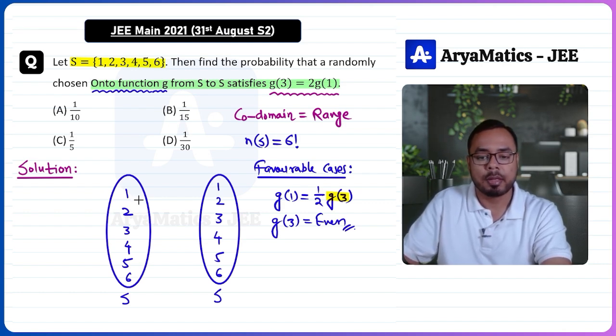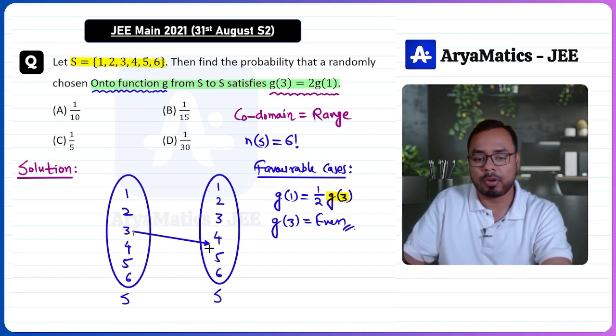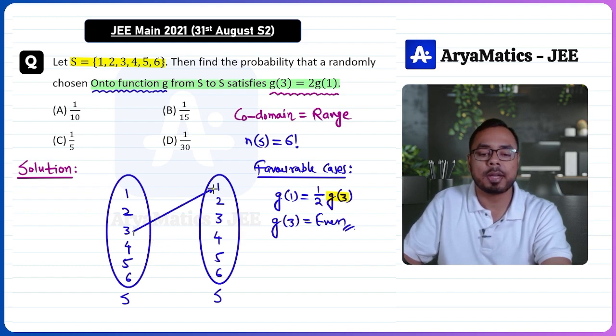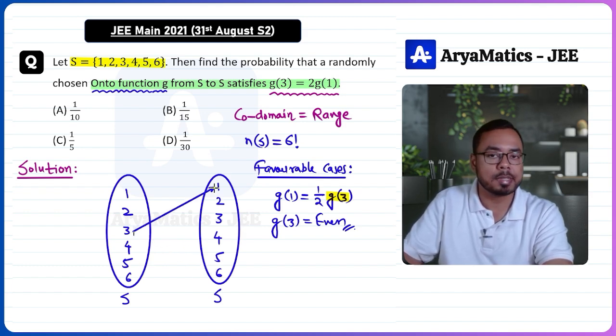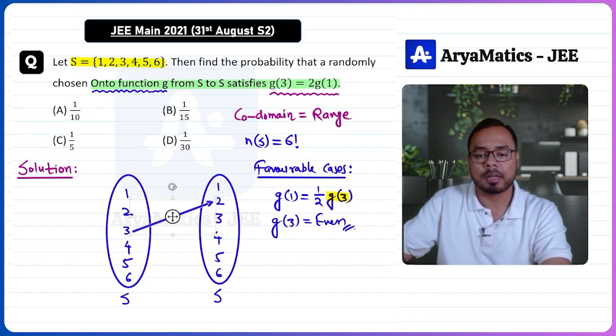So for example, if I calculate z of 3, you can take z of 3 either as 2 or 4 or 6. But you cannot take z of 3 as 1, because then z of 1 will become 1 by 2. We cannot take z of 3 as 3, because then z of 1 will be 3 by 2, right? So for connecting this element 3, we have 3 options.